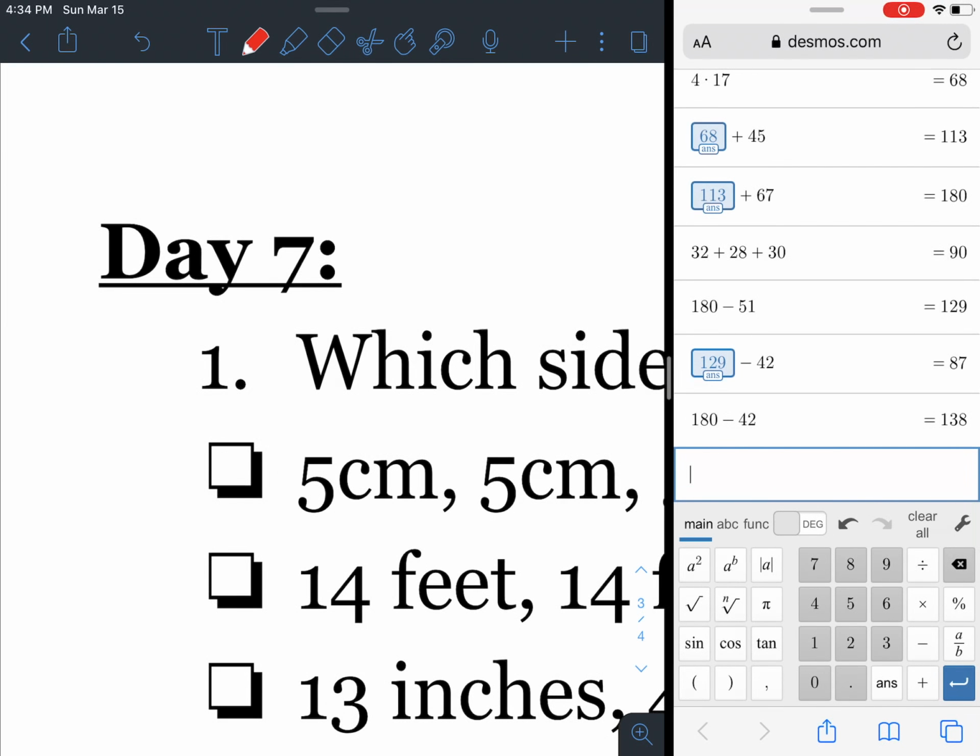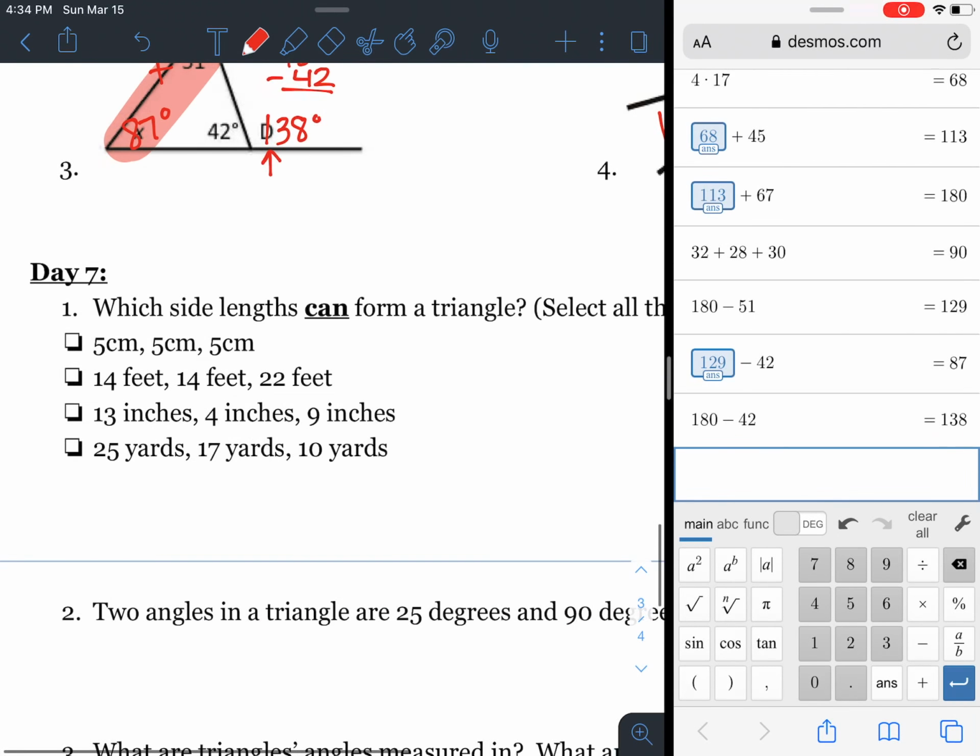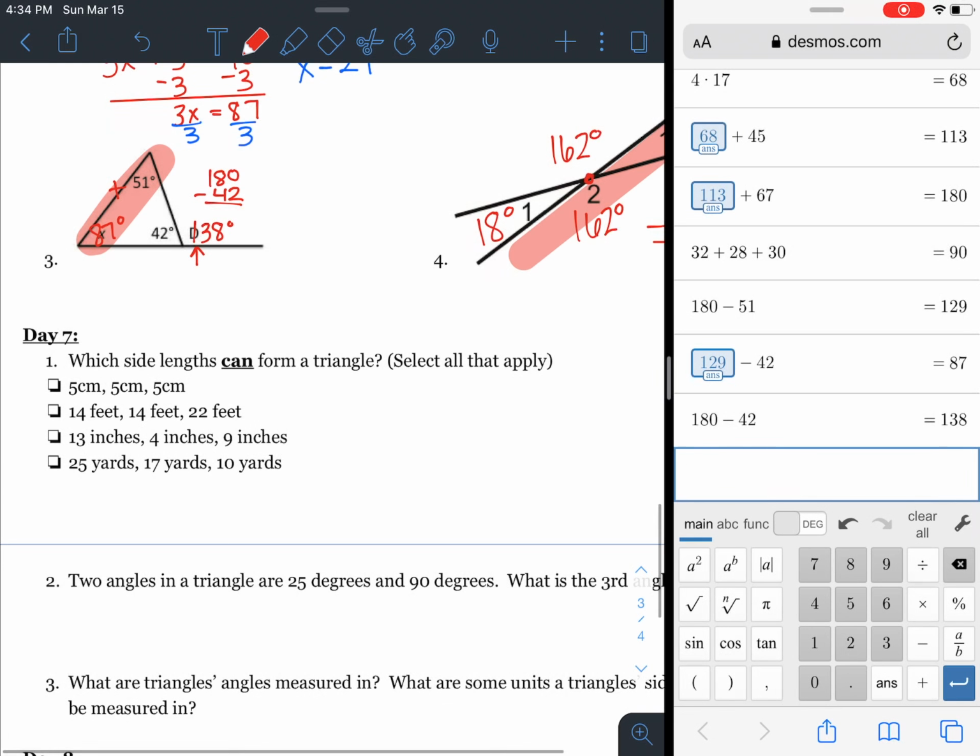Day 7. Number 1 for day 7. Which side lengths can form a triangle?